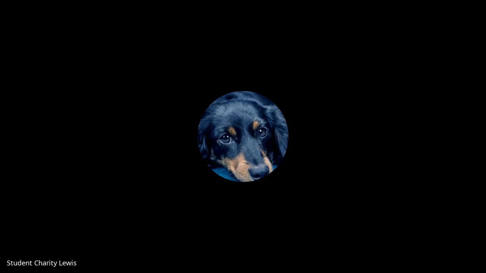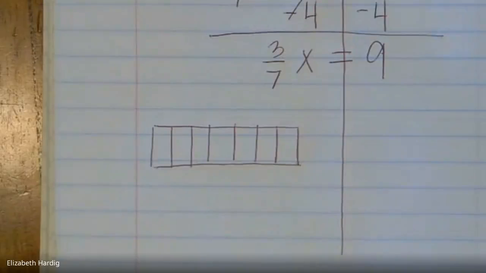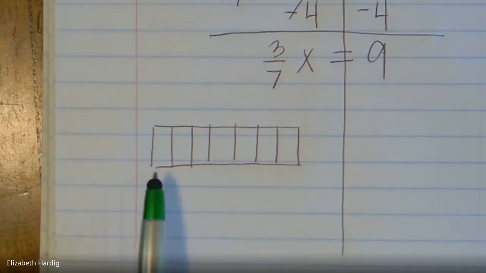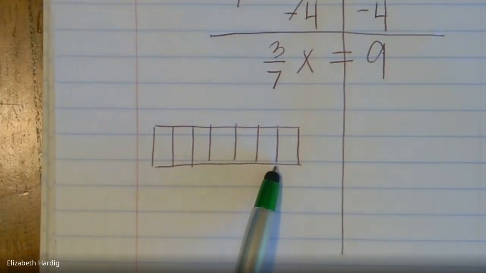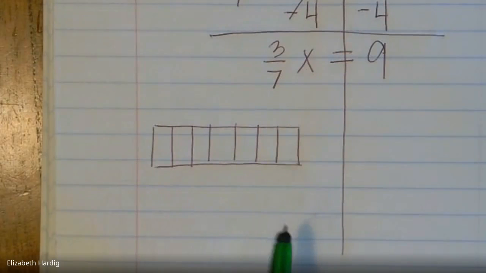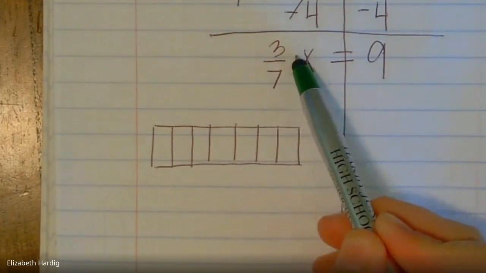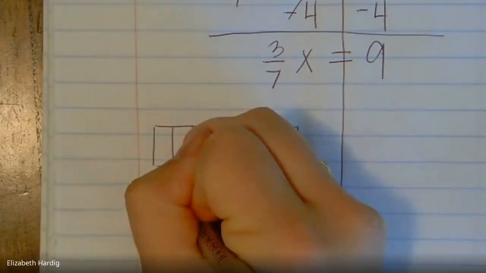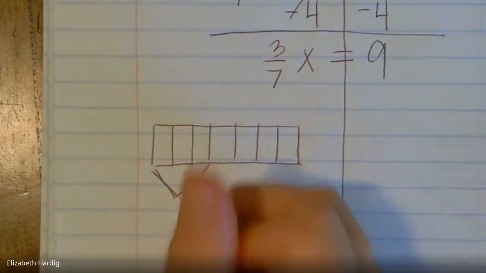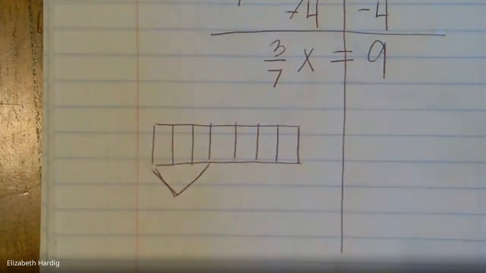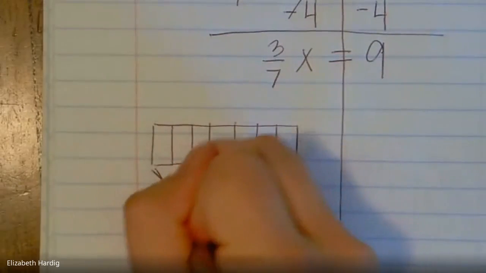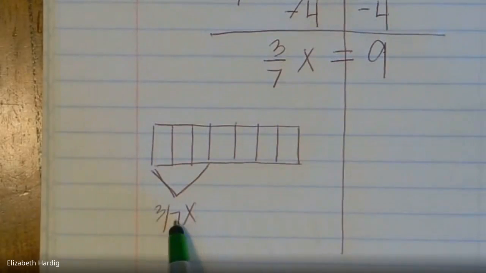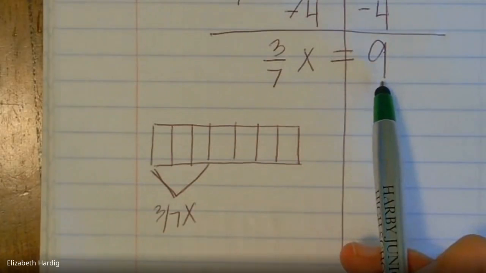1, 2, 3, 4, 5, 6, and 7. So I have 7 pieces right here representing each 1/7 of x. But when I look here, how many sevenths did I actually have of x? 3. So I actually have 3 of these right here. So that represents my 3/7 of x. And I know that 3/7 of x was equal to 9.